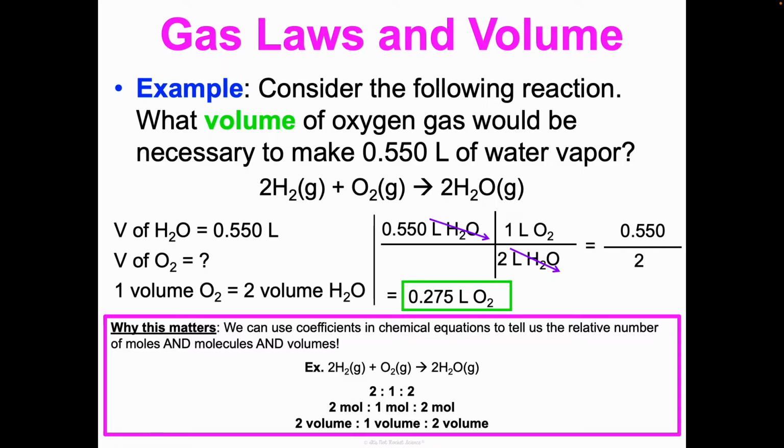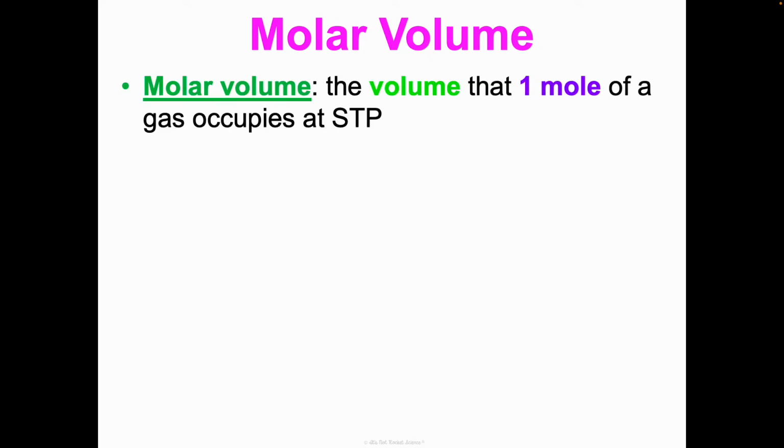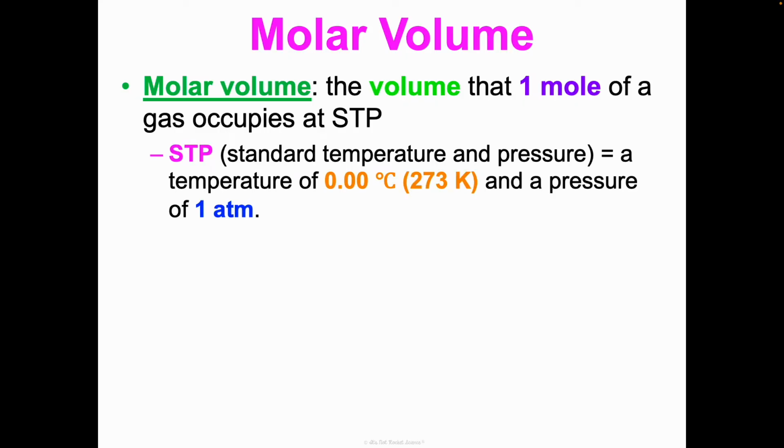Now, the other thing that comes up with these 2 laws, with the law of combining volumes of gases with Avogadro's law, is this concept of molar volume. So molar volume is the volume that 1 mole of a gas occupies at standard temperature and pressure. Remember, that's what STP stands for. It's a temperature of 0 degrees Celsius, which is the same as 273 Kelvin, and a pressure of 1 atm, or 1.00 atm, if we want to be really precise here.